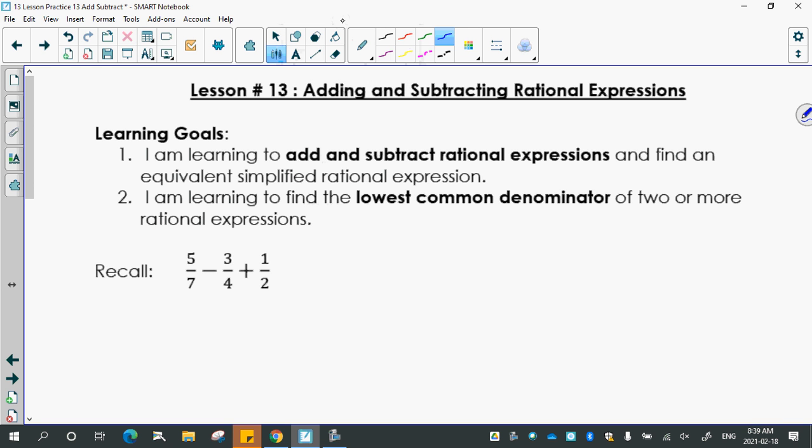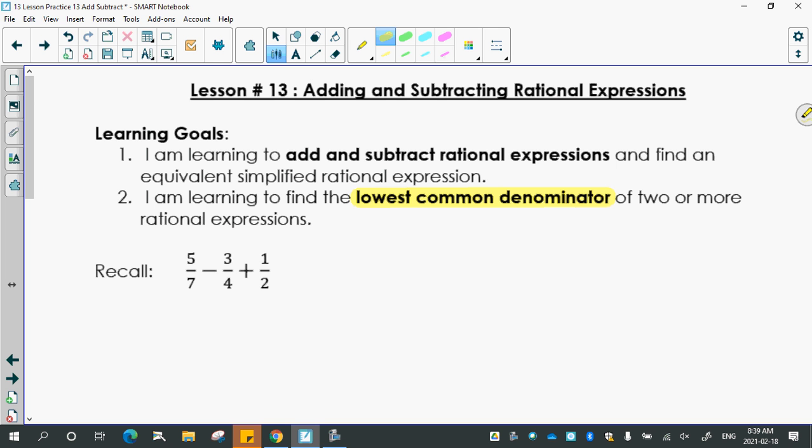All right, so adding and subtracting rational expressions. We're going to learn to add and subtract rational expressions and find an equivalent simplified version, okay? And then we're also learning how to find the lowest common denominator, because when you add and subtract fractions, you need common denominators, and it's handy if you pick the lowest common denominator. You don't have as much reducing to do, with rational expressions rather than just fractions that contain numbers.